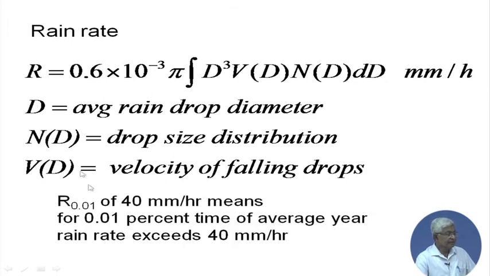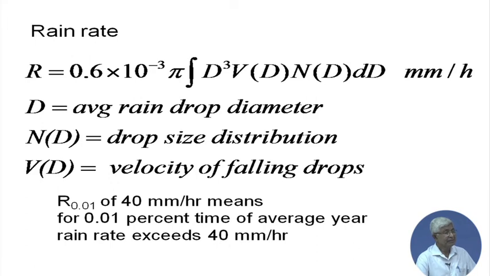Now, it states like that R 0.01 of 40 millimeter per hour. What is the meaning of that? This is 0.01% of time of an average year. Every year rain is not same, rain rates are not same. So, a year is 365 days, multiplied by 24 hours. So, in the average year, 0.01% of the time this 40 millimeter per hour rain rate has exceeded.